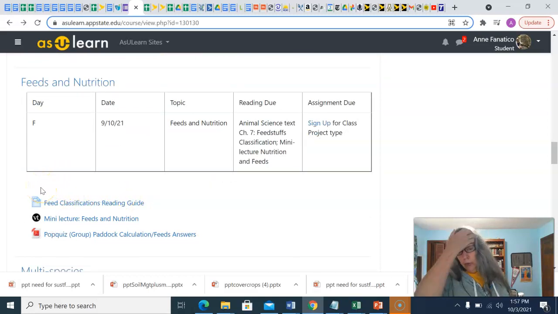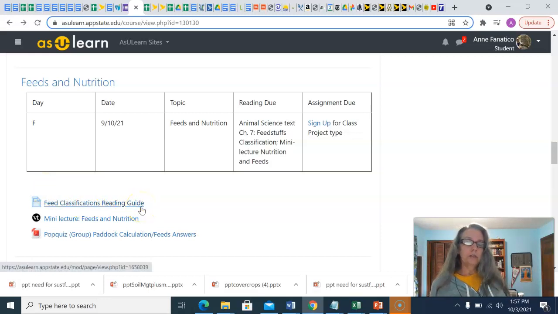The next thing that we moved on to was understanding more about nutrition and feeds. And we have studied only a little bit of nutrition so far.